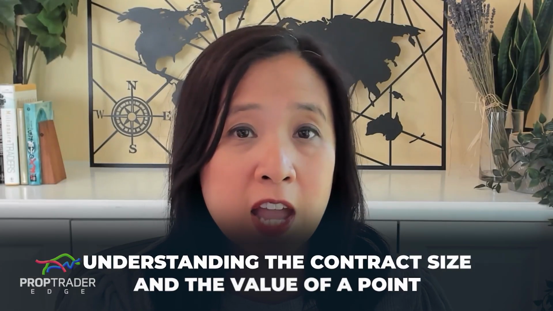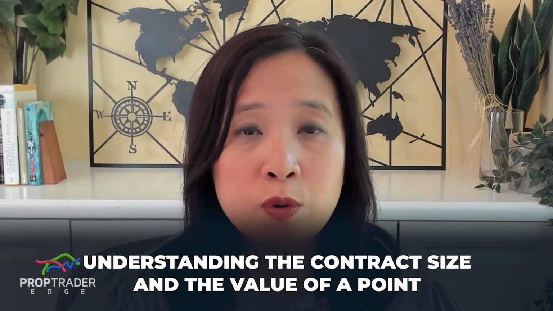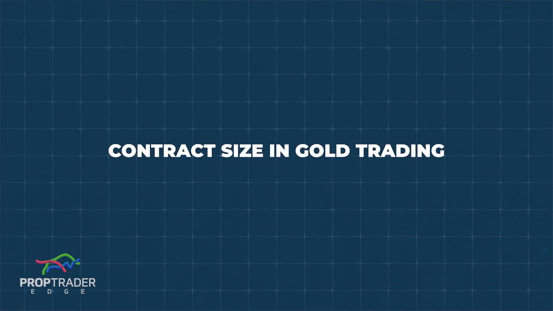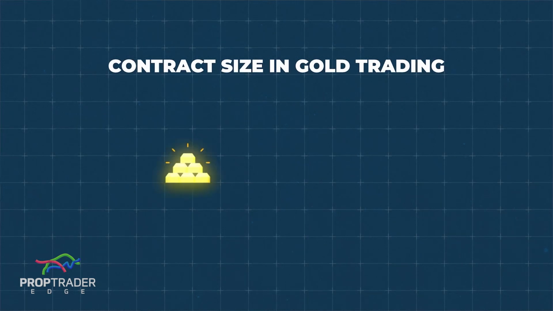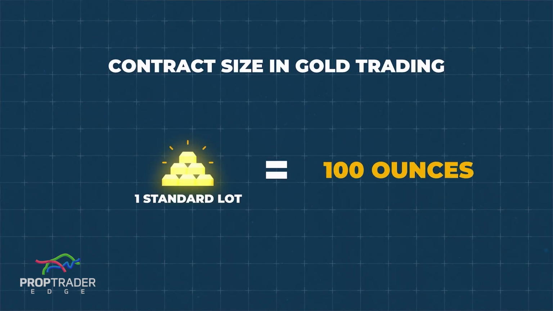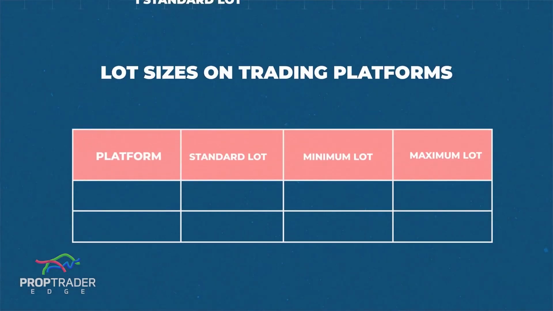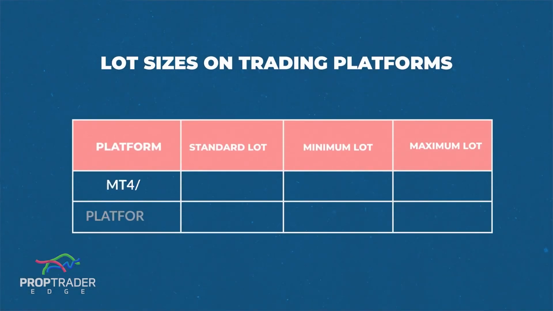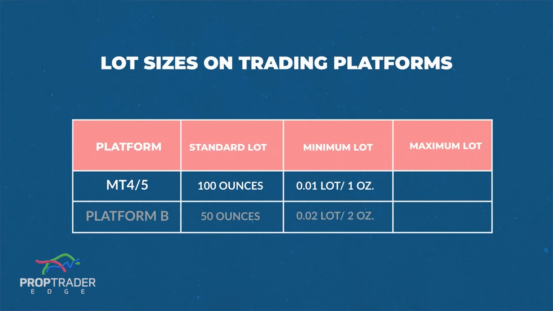Now that you know the different ways to trade gold, it's important to understand the key points of how to trade it. One of the key aspects is understanding the contract size and the value of a point. And we touched on this briefly with futures. In gold trading, the contract size refers to the amount of gold in ounces. One standard lot in gold is equal to 100 ounces. Each platform and each method that you trade has different lot sizes to trade. On MT4, MT5, for example, the standard lot is 100 ounces with a minimum trade amount of 0.01 lot or 1 ounce, and a maximum exposure of 10 lots or 1,000 ounces for certain brokers.